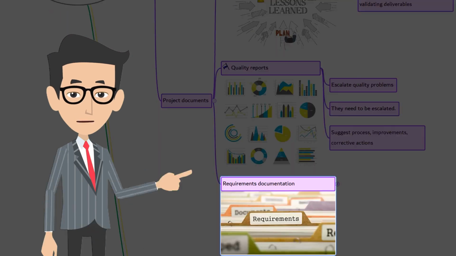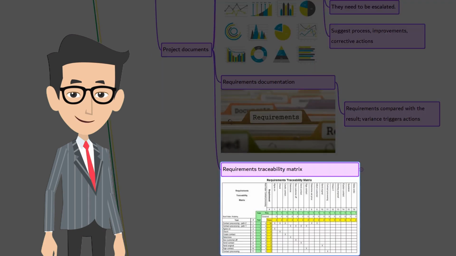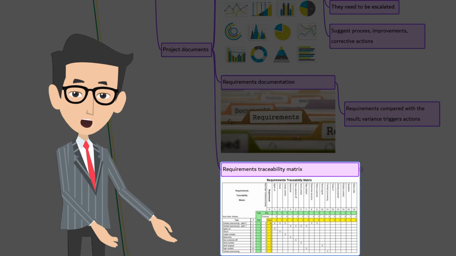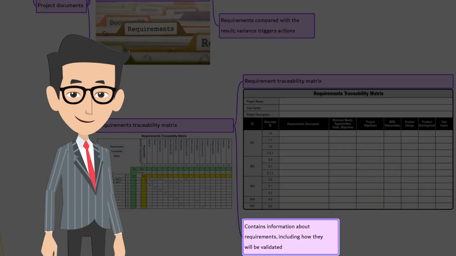Requirements documentation. Requirements are compared to the actual results to determine if a change, corrective action, or preventive action is necessary. Requirements traceability matrix. We already discussed the requirements traceability matrix. I hope you remember this picture. The requirements traceability matrix is a grid that links requirements with their origin and deliverables. The requirements traceability matrix contains information about requirements, including how they will be validated.